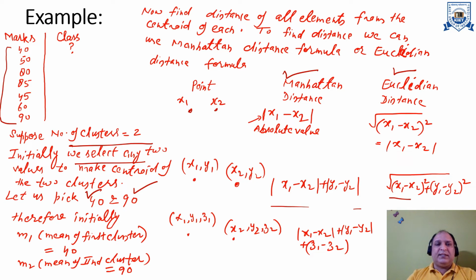Similarly, to find the similarity between 2 points considering a 3-dimensional point, the Manhattan distance will be x1 minus x2 plus y1 minus y2 plus z1 minus z2, like this, right? Similarly, we can find the distance using the Euclidean distance: under root x1 minus x2 whole square plus y1 minus y2 whole square plus z1 minus z2 whole square. So any one we can consider to find the similarity.